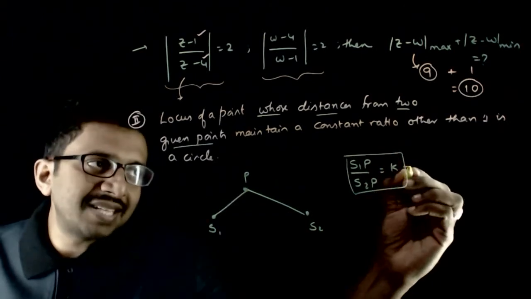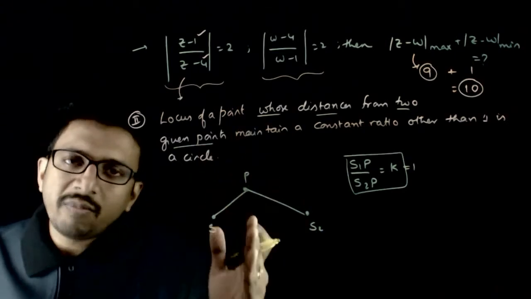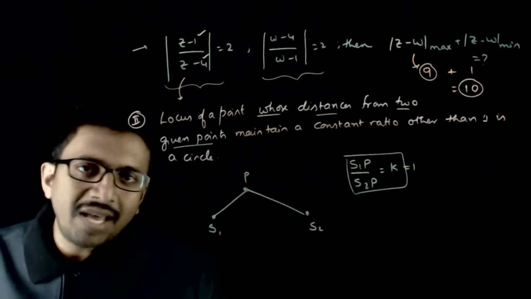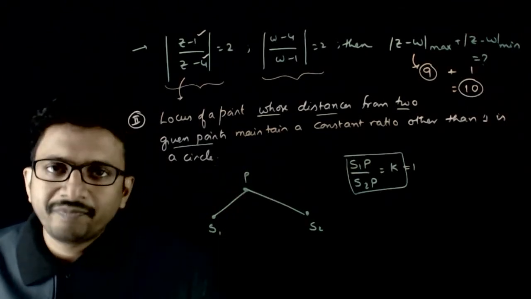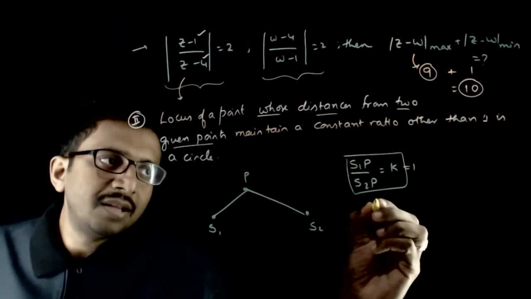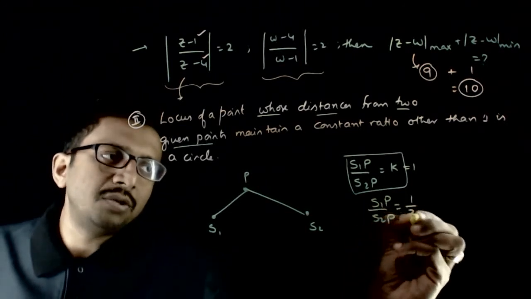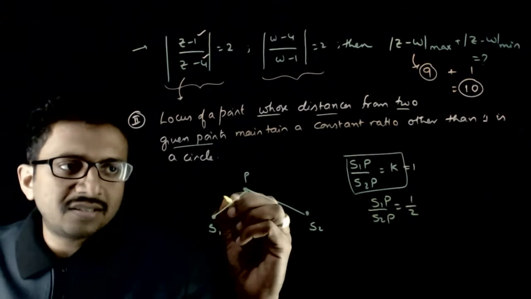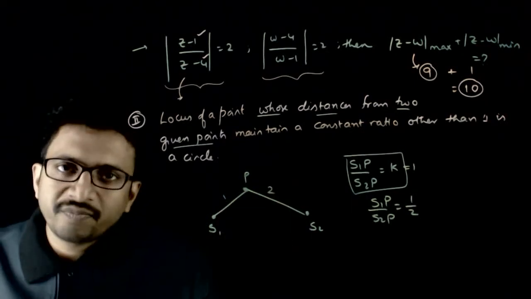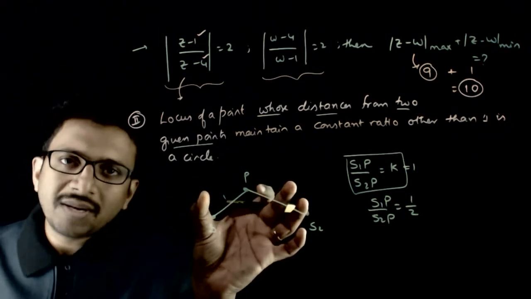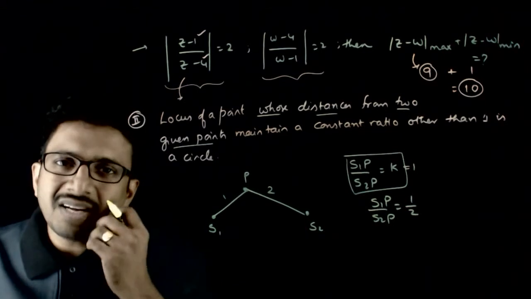If this ratio is exactly equal to 1, that is S1P is equal to S2P, the locus will be the perpendicular bisector. Any other ratio except 1, the locus will be a circle. For example, if you want S1P by S2P to be equal to 1:2, so that this length is 1 part and this length is twice of this, in this case the ratio is 1:2, you get a circle.